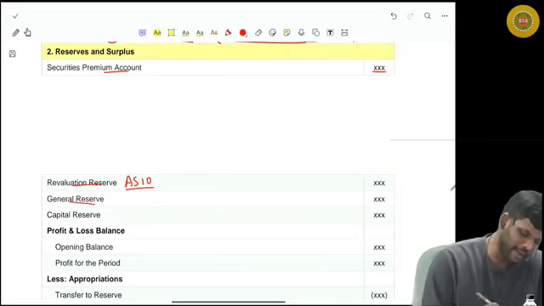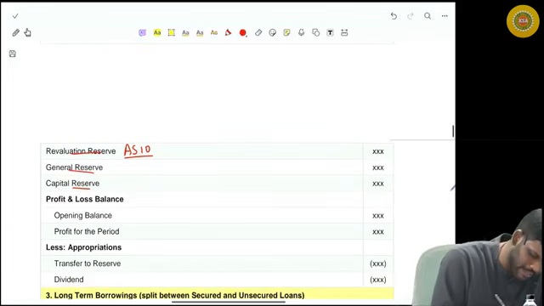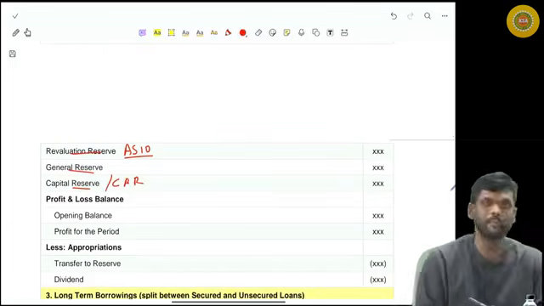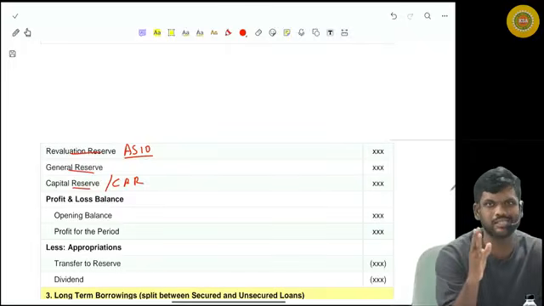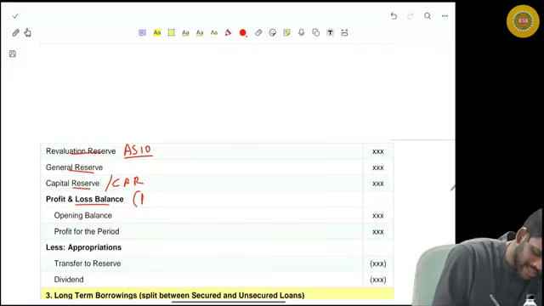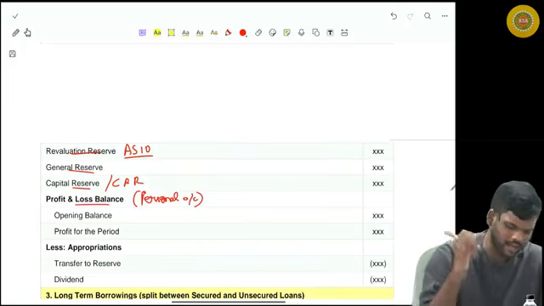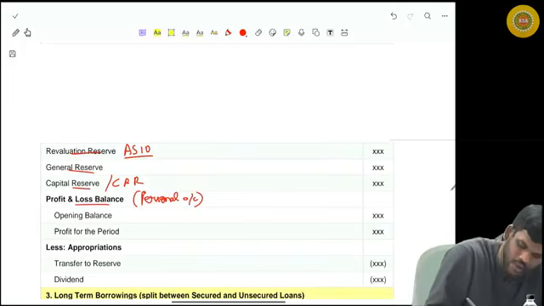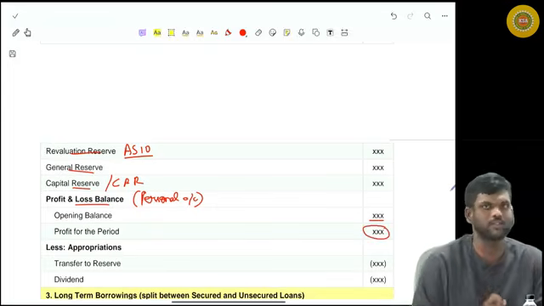General reserve will also come here. Capital reserve will come, and if you have CRR, it also will come as a part of reserves and surplus. CRR, I hope you know, capital redemption reserve. Basically any reserve will come under this heading. And then we will also have our profit and loss balance. Guys, if you remember, I have told several times in the class, this is P&L personal account. This is accumulated profits, not a single year profit. So P&L personal account, see what is the opening balance. To that add the current year profit. If it is loss, you have to subtract.